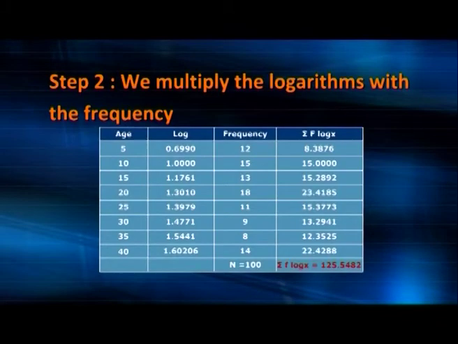In step 2, we multiply the logarithms with the frequency. That is, in this case, we multiply the log value 0.6990 with 12, which is the frequency, and get 8.3876 and so on for the other variables. Then the total of the product is taken, that is 125.5482 in this case, along with the total of the frequency n, which is equal to 100.